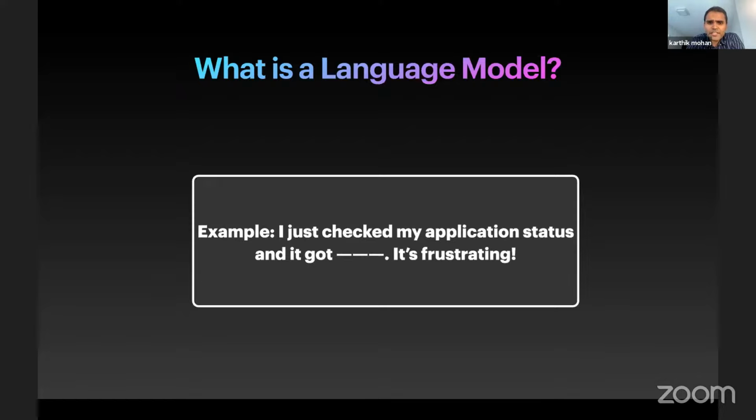"I just checked my application status and it got dash. It's frustrating." What would you say? Well, rejected, maybe, right? That's the most likely word here, because frustrating is in the next sentence, so something not so good happened in the first part. So you say rejected. Okay.